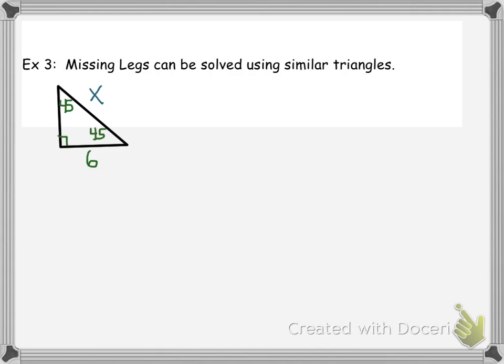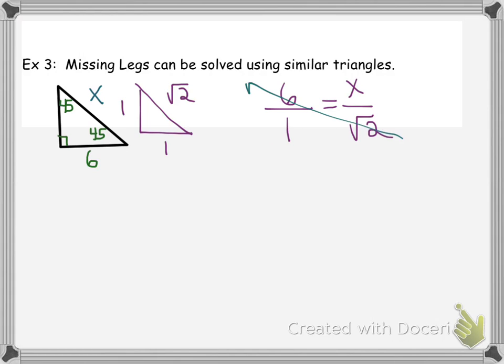We can set up this problem the same way that we set up the 30-60-90 problems, and that includes drawing a similar triangle. Okay, so if we draw a similar triangle with side lengths 1, 1, and root 2, we would have 6 over 1 equals x over root 2. We cross multiply, we get 6 root 2 equals x. So x equals 6 root 2.